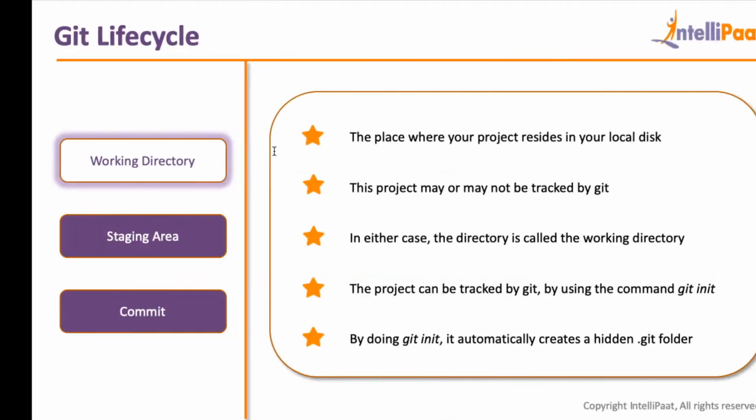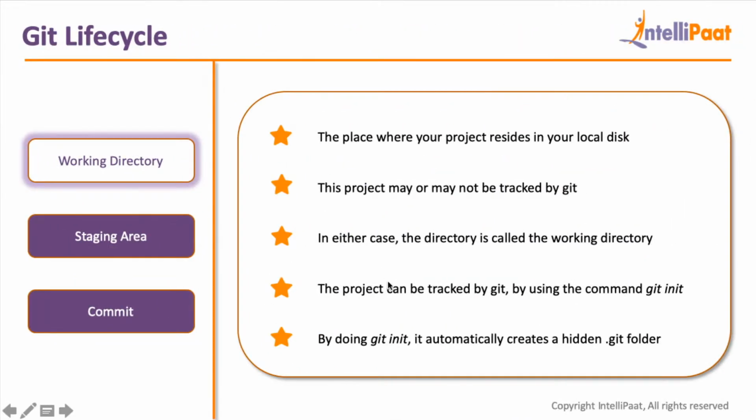Once your project is at a stage where you feel it has to be shared with someone or uploaded somewhere, even if you do git init at that point, it will still be called a working directory. The project can be tracked by Git by using the command git init that I just showed you. Once you start working on a folder, you just type in git init, and then that folder becomes initialized and becomes your working directory.